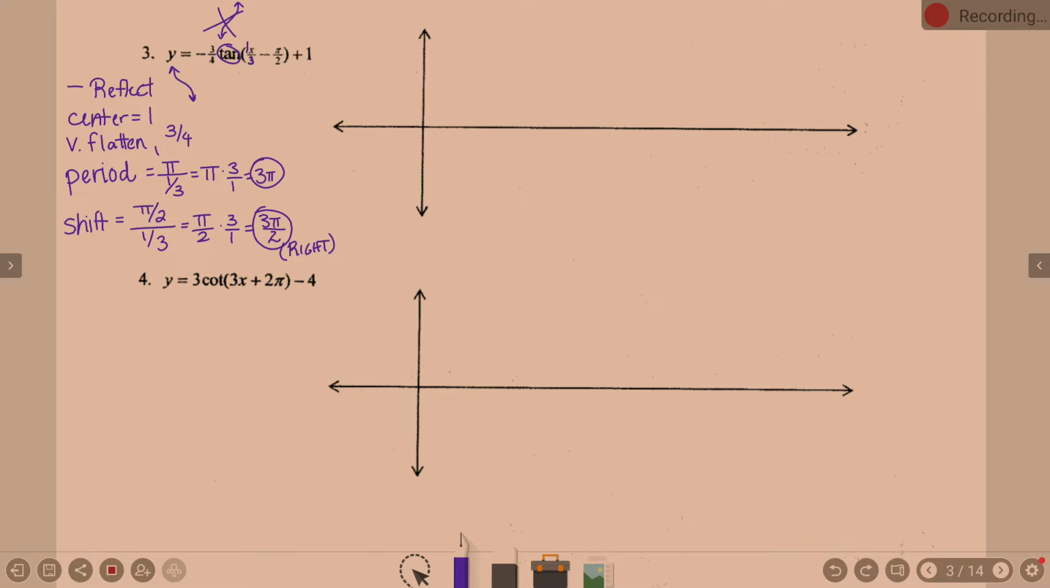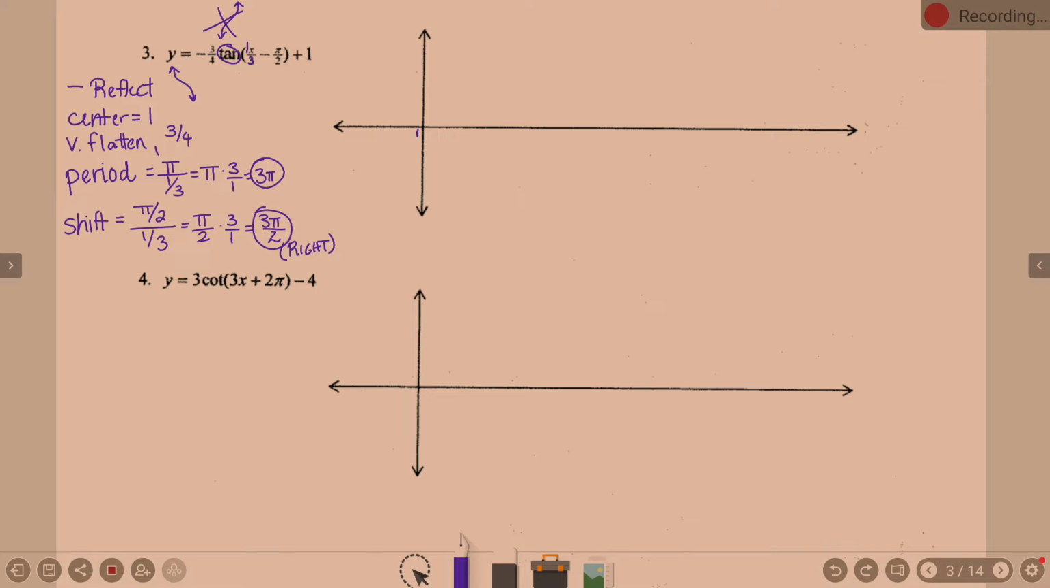Mark your 1. Mark your center line. Then our period is 3 pi. But since we have a phase shift to the right, we need to go 4 pi? 5? Well, 6 pi. Back up that thought for a moment. Our period is 3 pi, but how many periods do I ask you to draw? 2. So 2 times 3 pi puts you going to 6 pi.